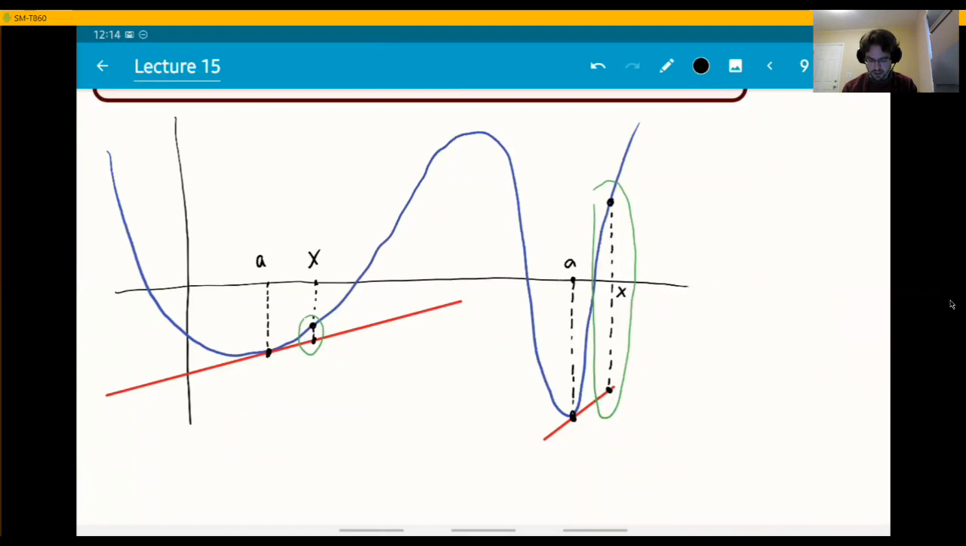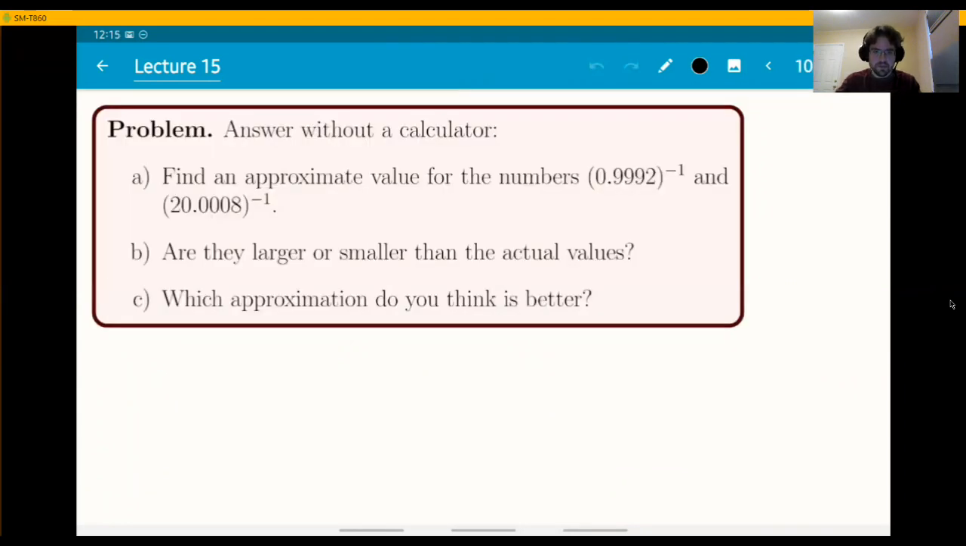Meanwhile, around this point A here, because the graph has a strong curvature, even though the x is just as close to A as before, look at the actual value of f of x versus L of x, much further apart. So this idea can show up in problems like this. I'm going to give you two numbers to be approximated. I'm going to ask if they're larger or smaller, but then finally, which one do you think gives a better approximation? This type of question we can answer also by looking at the graph of the function, by looking at how much it's curving around that point.